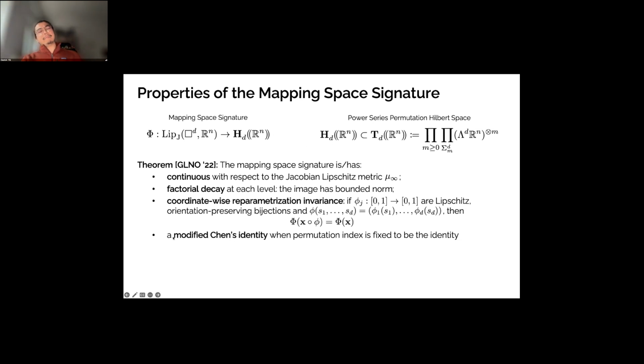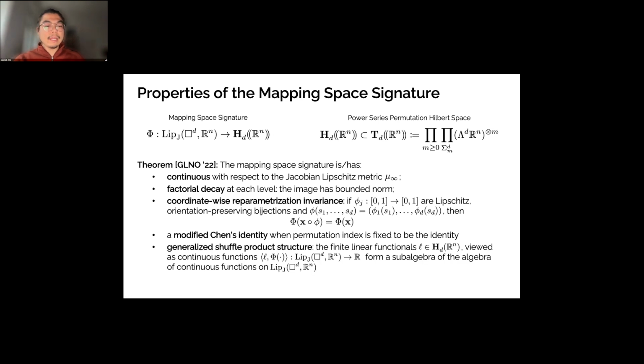And I should also highlight that this is quite a bit more complicated when we're working with higher dimensions, because when we work with, for example, maps from the unit square, there's now two different concatenation operations to consider. There's the horizontal concatenation as well as the vertical concatenation. But what we do have is a generalized shuffle product structure.